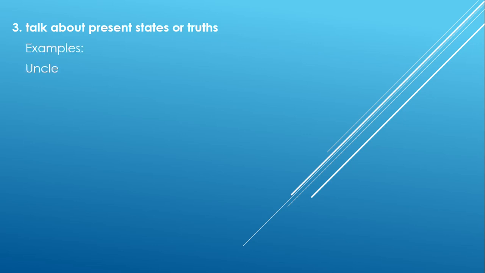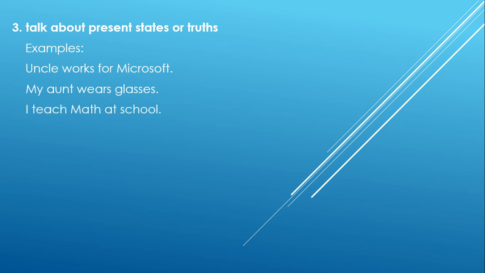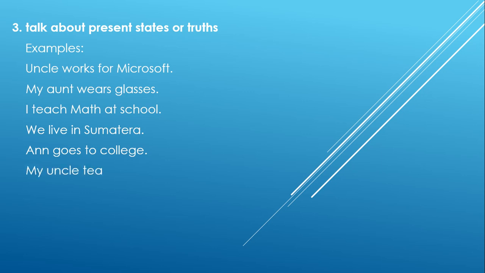The third usage of the simple present is to talk about present states or present truths. For example, Uncle works for Microsoft. My aunt wears glasses. I teach math at school. We live in Sumatra. My uncle teaches English. I have black hair.